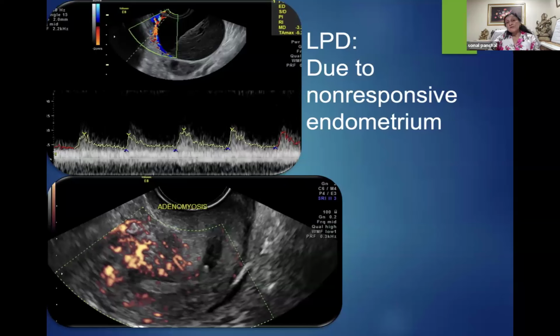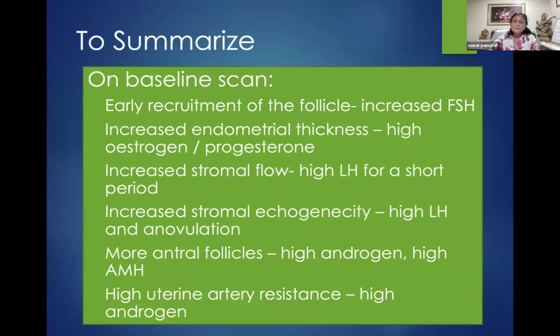Remember, luteal phase defect or luteinized unruptured follicle in one cycle is not going to be in every cycle, because every follicle is different, and therefore every follicular phase is also going to be different.